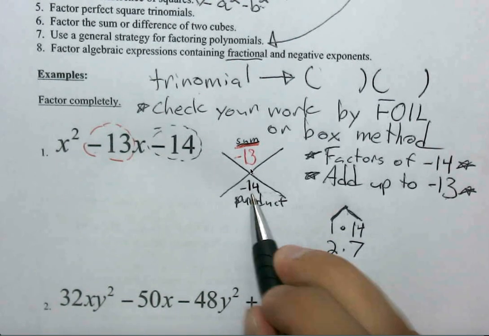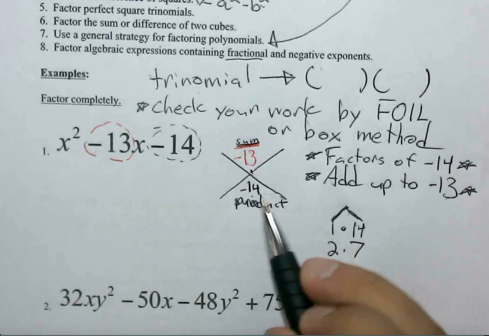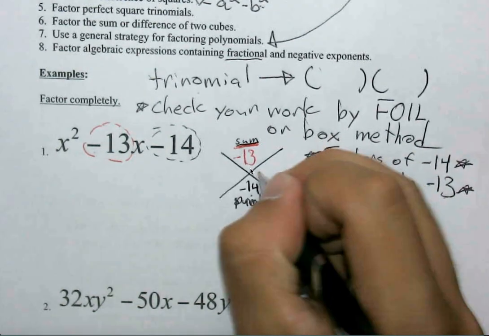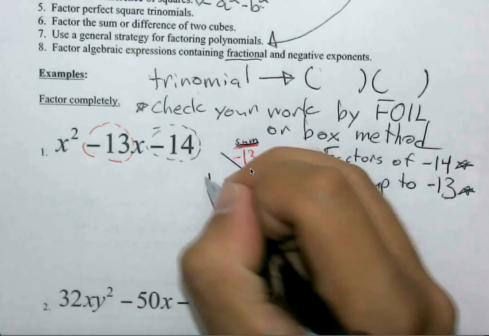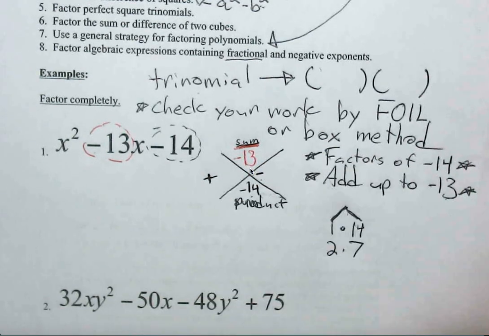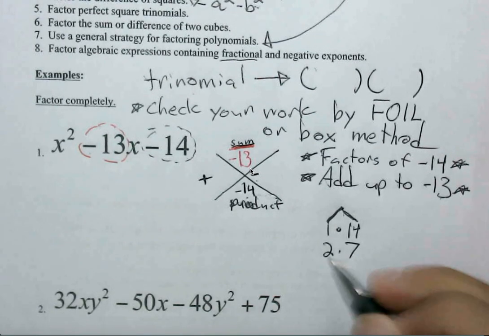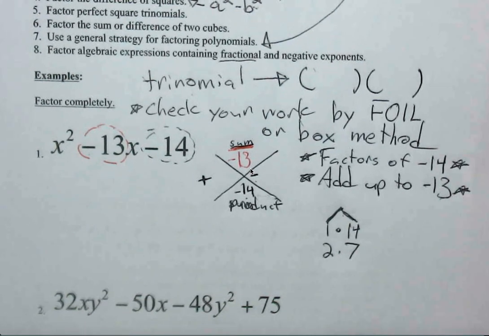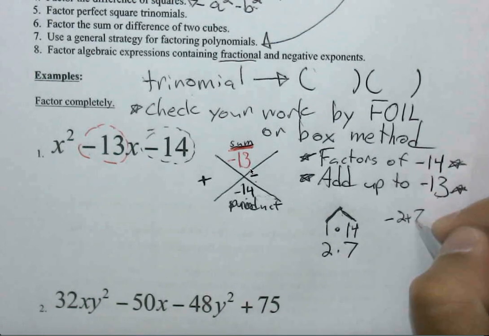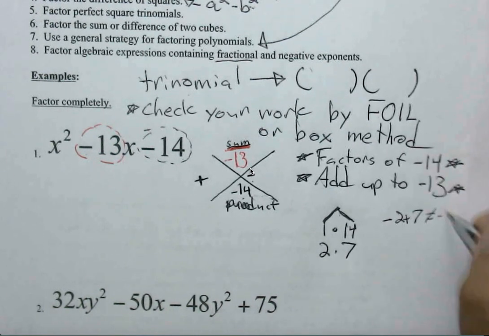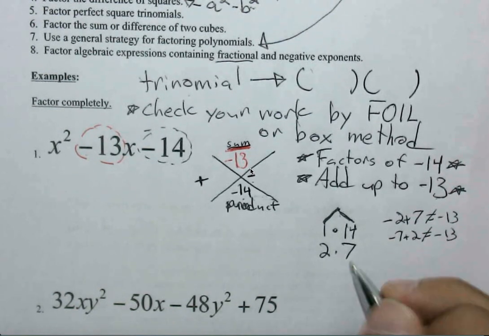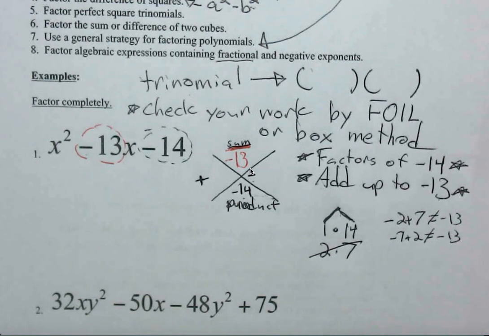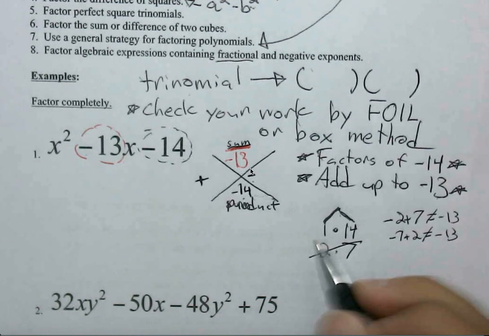Well, looking at this, I know that my product's negative, and the only way it can have a negative product is if one of these terms is negative. So we know that one of these terms has to be negative, the other term has to be positive. Well, if we think this out, 2 and 7 don't really get us close. If you could plug those in, check them out. I mean, you could think negative 2 plus 7, that definitely doesn't equal negative 13. Negative 7 plus 2, that doesn't equal negative 13. So this one's out. We don't even want to bother with it, because it obviously doesn't work. So 1 and 14 is going to have to work.